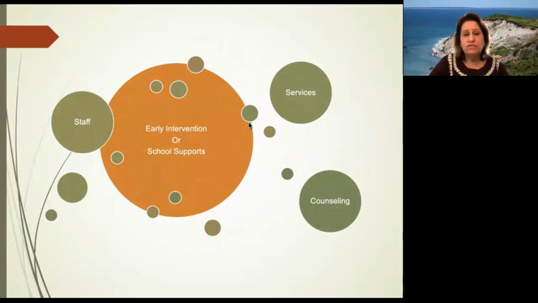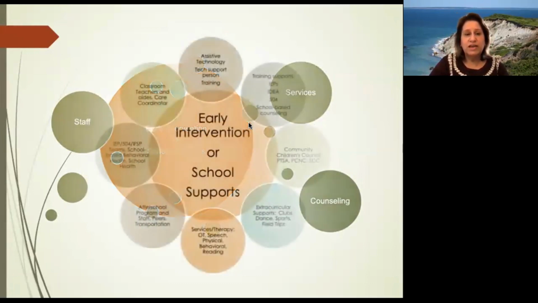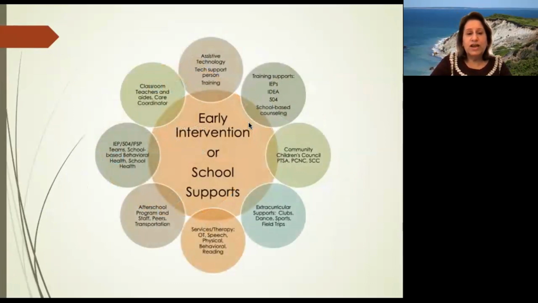So I'll give you some examples in the next slide. Does your child have any assistive technology supports? A tech person involved in helping your child? Any training around assistive technology? What about other training supports for IEPs, IDEA, 504, school-based counseling? Are you connected to any supports in schools?